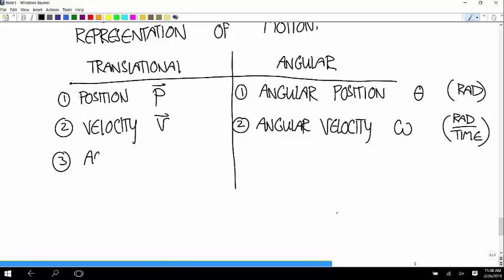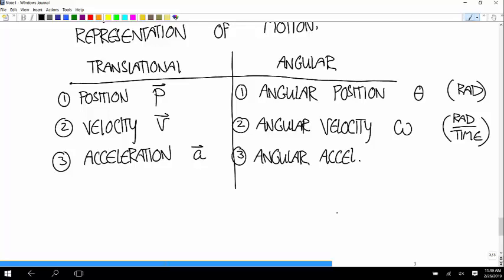Third is acceleration. So the acceleration vector A is analogous to the angular acceleration. And we're going to denote that with the Greek letter alpha. And the units for angular acceleration are radians over time squared.